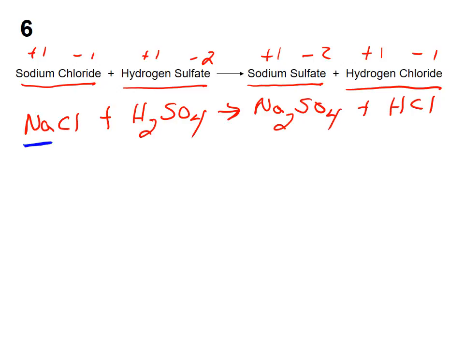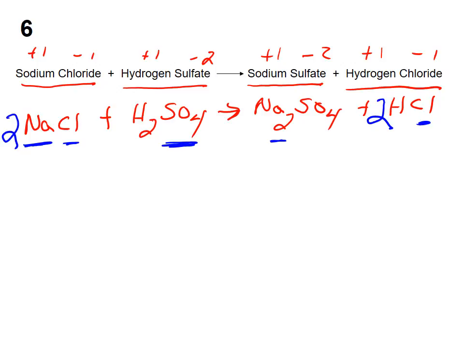So here I have 1 sodium, but I end with 2. If I end with 2, I've got to begin with 2. So I'm going to need 2, and I'm going to use the coefficient 2. I can't stick a 2 in between anything in a compound. It has to go in front of the first element. So now that means I have 2 chlorines. 2 times 1 is 2, and I only have 1 over here. So I'm going to need 2, so it has to go in front.